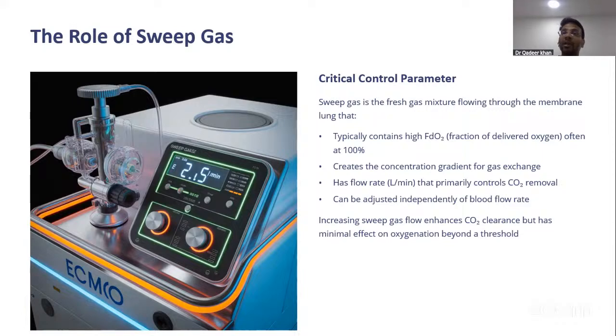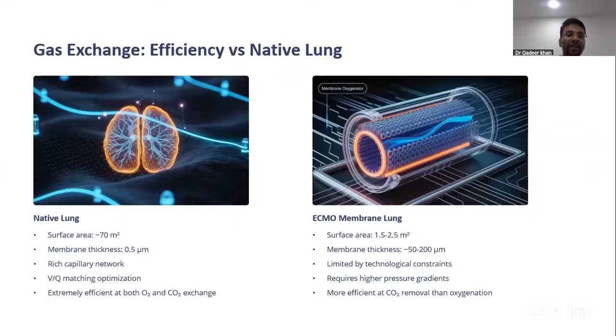Once you initiate ECMO, the CO2 may come down very fast. So you need to control it with the sweep gas, starting slowly at 0.8 or lower ratios, not 1:1, and make sure the CO2 comes down at 15 mmHg per hour. As I told, the differences between a native lung and the ECMO membrane are that the surface area is smaller and the membrane thickness is a little higher, so it requires higher pressure gradients for maintaining oxygenation in the artificial membrane.